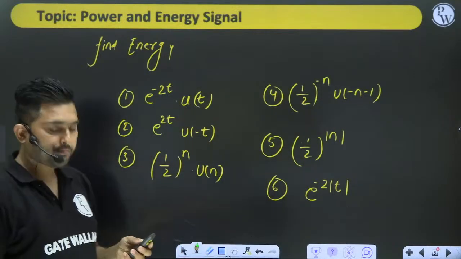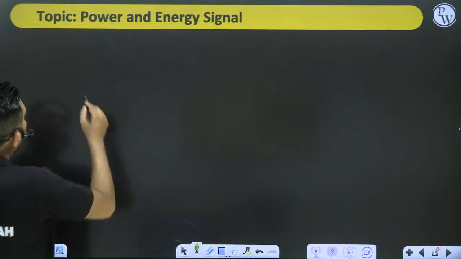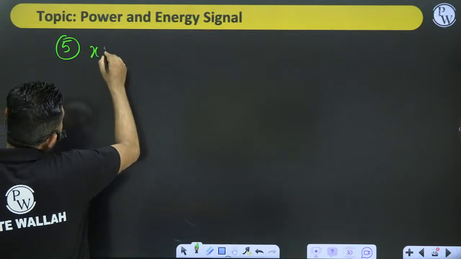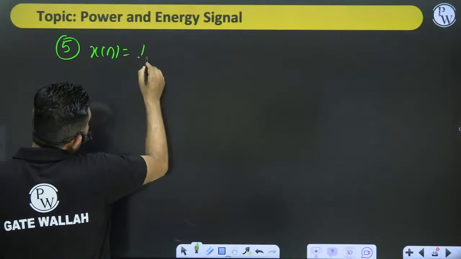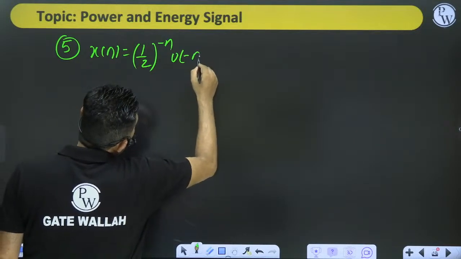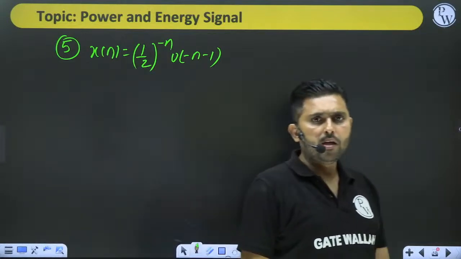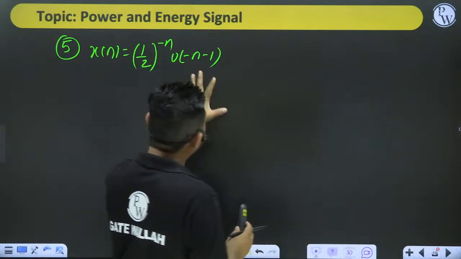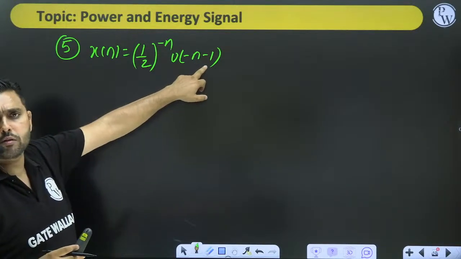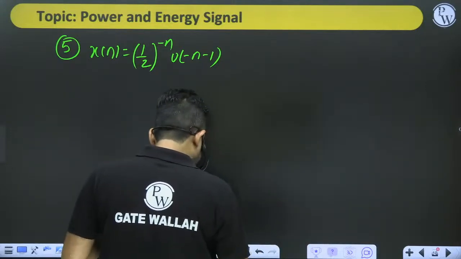Let's do it. See here. Suppose I have, let's take the fifth one, xn is 1 by 2 to the power minus n, u of minus n minus 1. Let's do it. Now first of all, understand and let's plot this function. See, what is the limit of this u of minus n minus 1? See, this can be written as, let's do it.